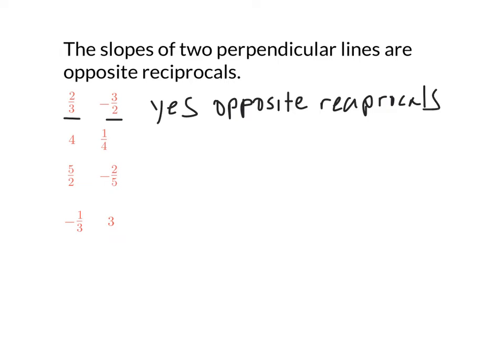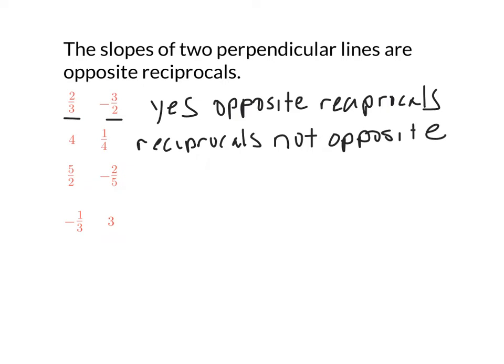What about 4 and 1/4? 4 and 1/4 are reciprocals, but are they opposites? No, they are not opposites. So two lines that are positive 4 and positive 1/4 would not be perpendicular. And if you think about that slope of a line up 4 over 1, positive, and then up 1 over 4, you can see, just by happenstance, it's not perpendicular. It doesn't look like it would be.